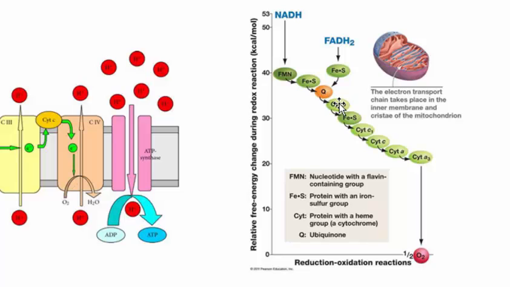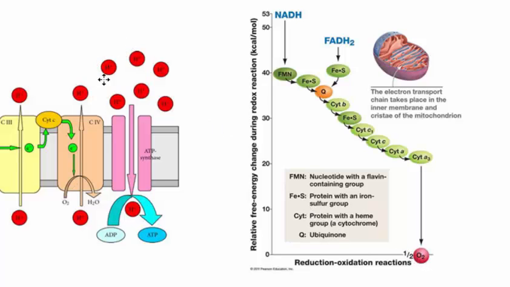So from FMN to FeS to Q to C to cytochrome B to this other FeS to cytochrome C1 and so on. Again, you don't need to know the names. The idea is that the electrons are being transferred slowly as if they're going down a hill towards less energy, and eventually that electron gets transferred to oxygen, and with hydrogen makes water.